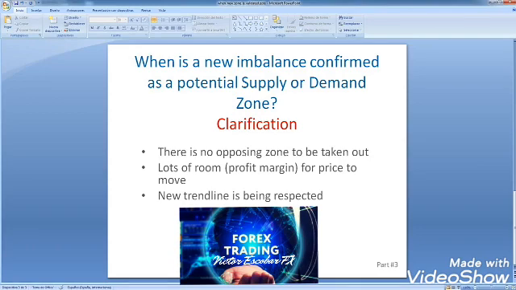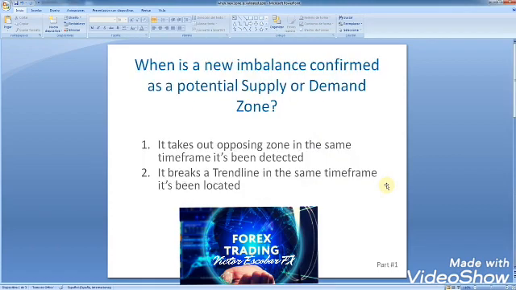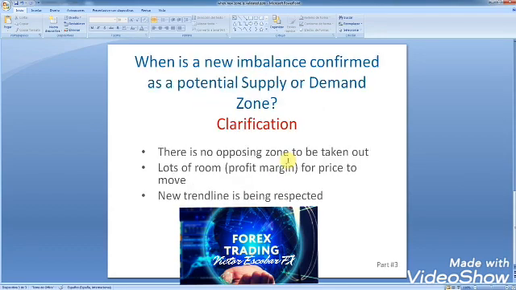Let's talk about a clarification about when a new imbalance is confirmed as a potential supply or demand zone. We have two main rules. The first reason why a demand area or zone is valid is because it takes out its opposing zone in the same time frame where it's been detected, or that it breaks a trend line in the same time frame it's been located. So that's very clear. But what about this situation?